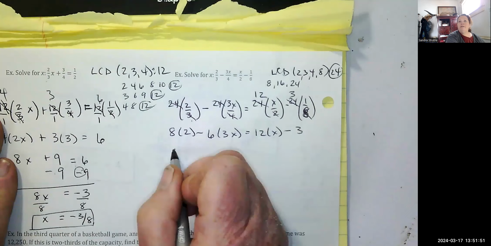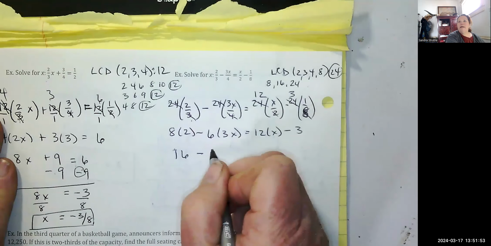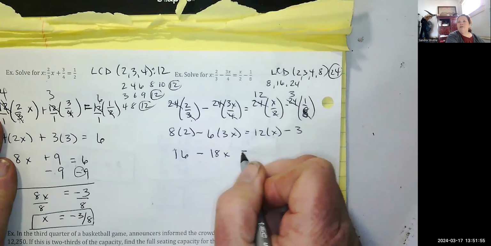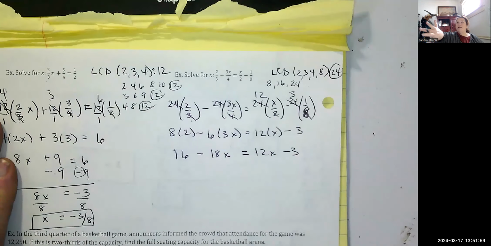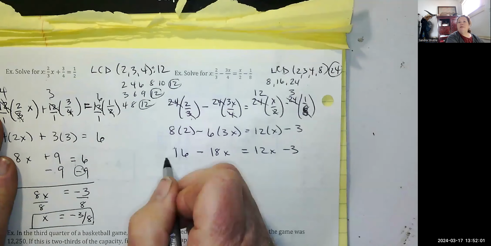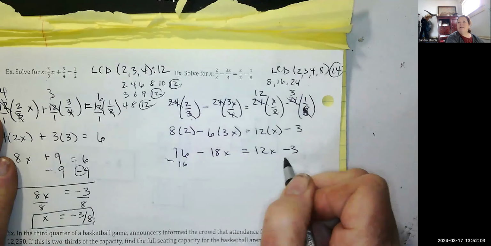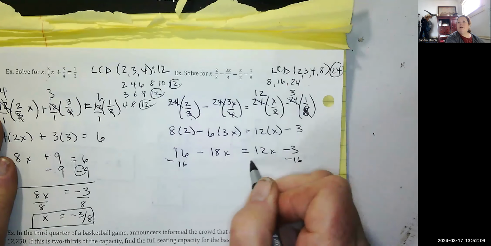Combining, simplifying, 16 minus 18x is equal to 12x minus 3. We need our x's on one side and our constants on the other. So I'm going to subtract 16 from both sides. I'm going to bring this 12x over here. 12x.